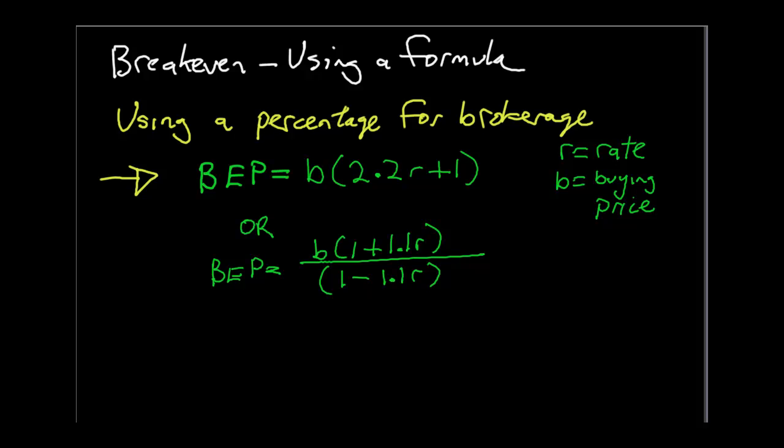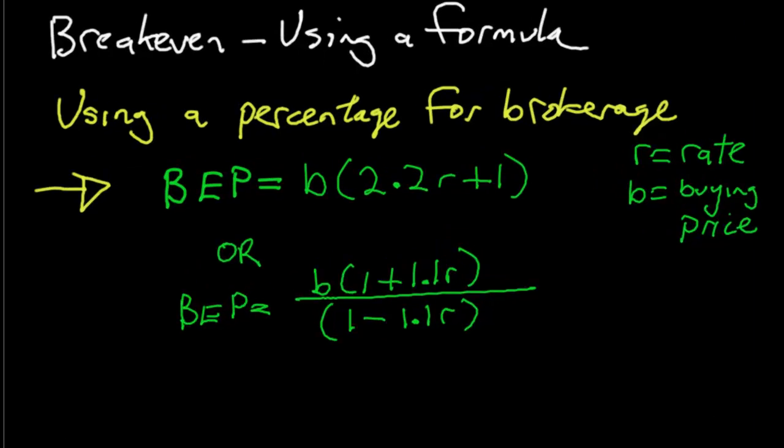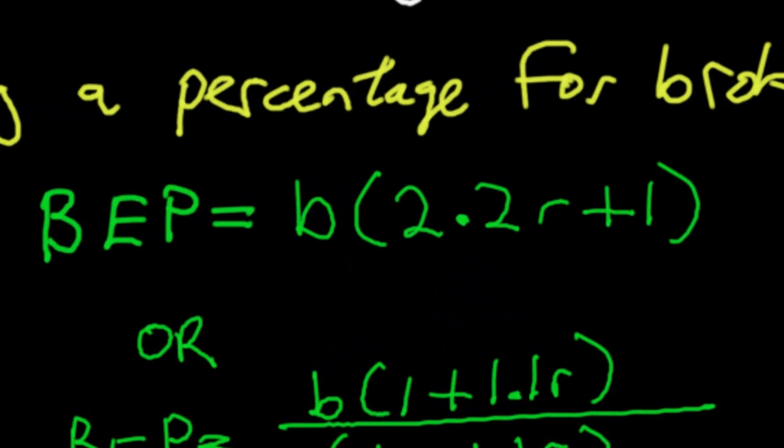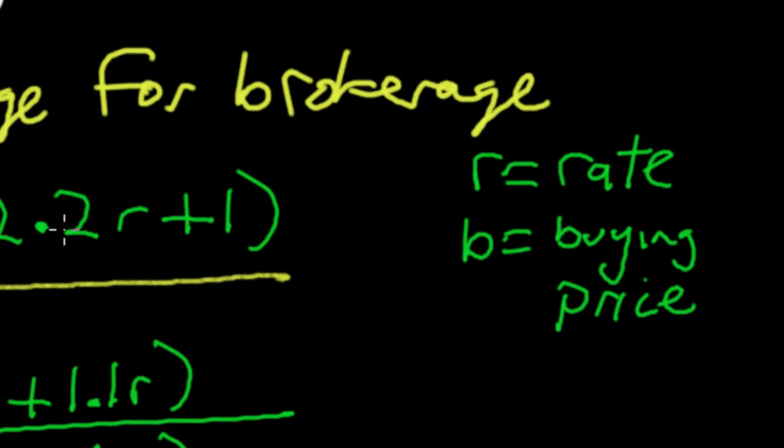The first one is 2.2R add 1. So it's this one in here. So with the 2.2, that's there because you've got 10% GST, so 10% one time, 10% another time, so that's a 20% charge you're having altogether, and you're doubling it, so that's why it's getting bigger, so that's why it's 2.2. R is your rate as a decimal, and B is your buying price.